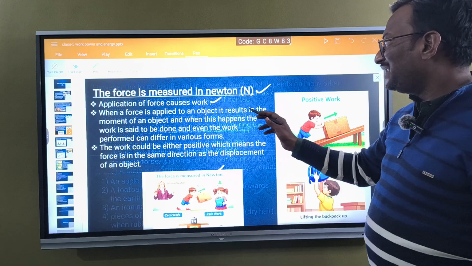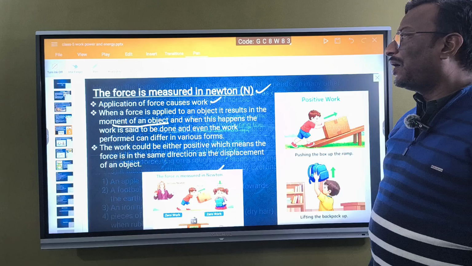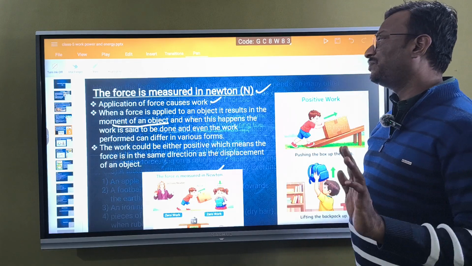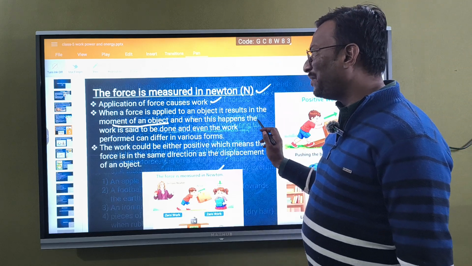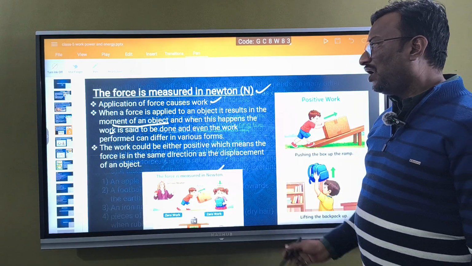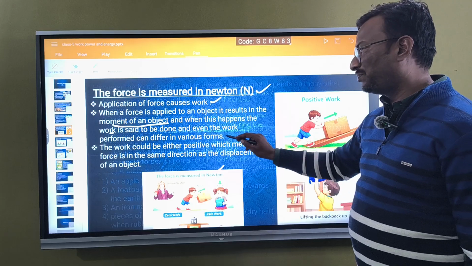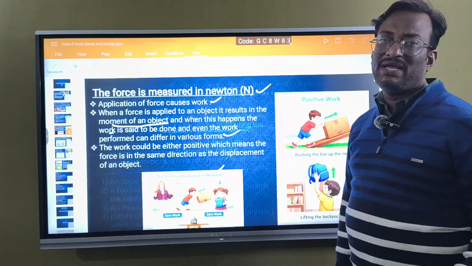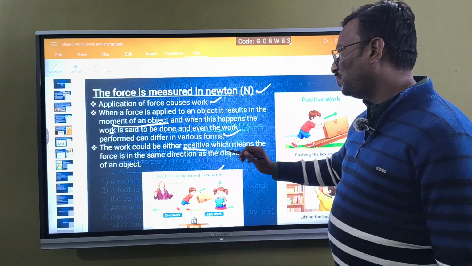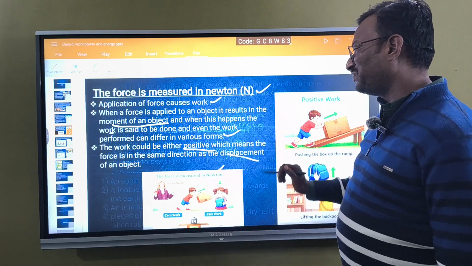Alright. It results in the movement of an object. When the force is applied on an object, that force results in the movement of the object, and when this happens, the work is said to be done. Okay. And even the work performed can differ in various forms. The work could be either positive, which means the force is in the same direction as displacement.